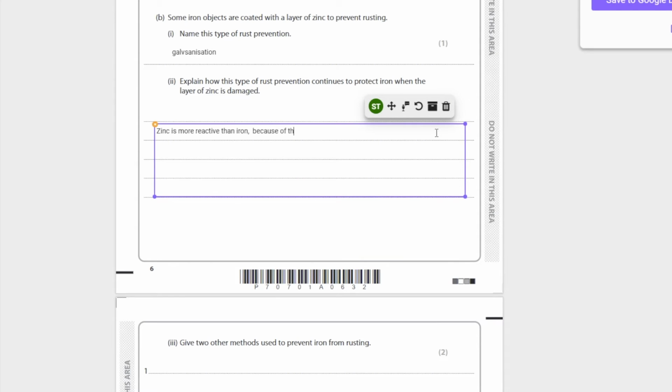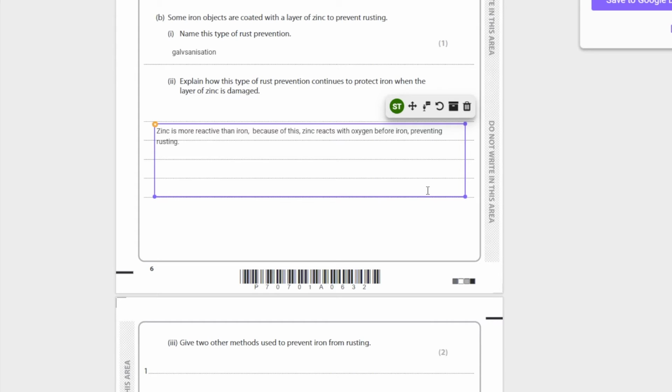And because of this, zinc reacts with oxygen before iron, preventing rusting. Right? Important things to know. Instead of saying zinc reacts with oxygen, you can say zinc is oxidized, or zinc is corroded, whatever. But just say before iron or instead of iron, right? You just want to say that in place of iron, zinc is the one that reacts with the oxygen.